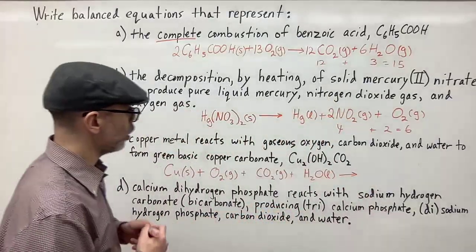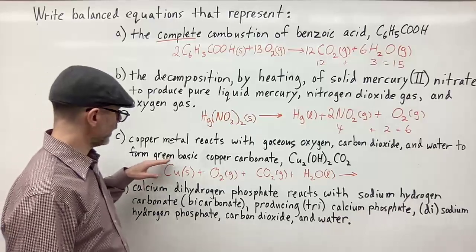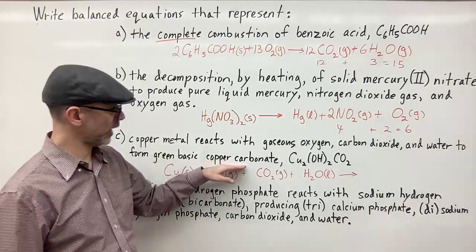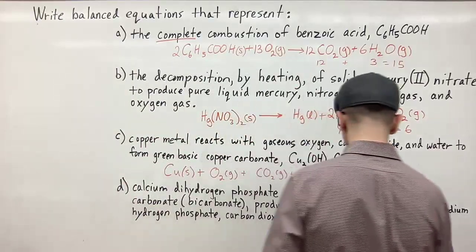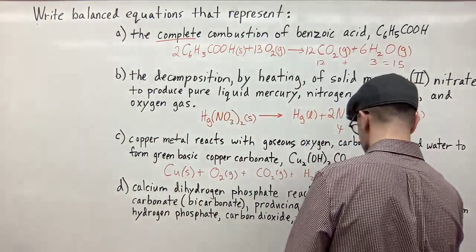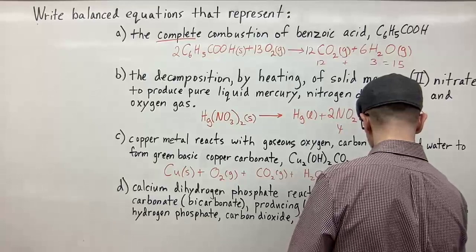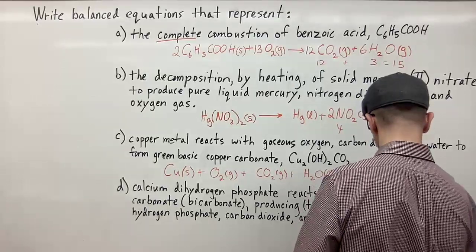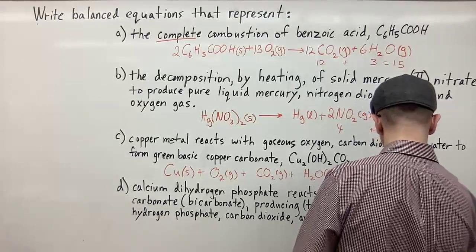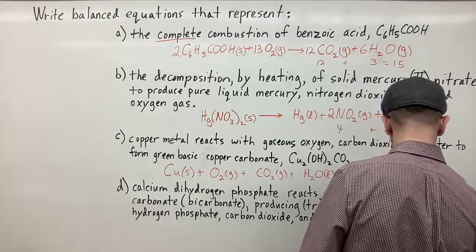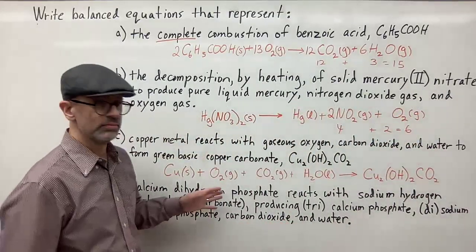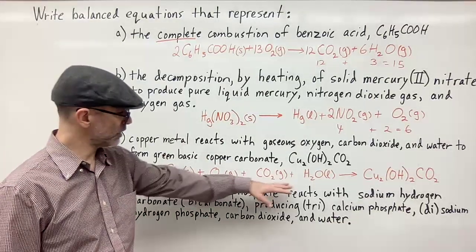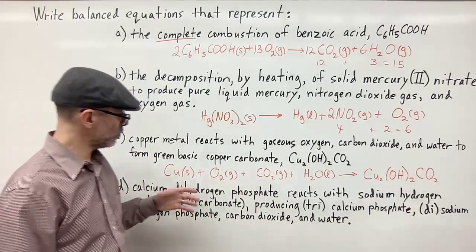And that's going to form what? It's going to form green basic copper carbonate. And so here's our product. This is the only product we have. Cu2(OH)2CO3. So now that we have our skeletal structure, now we just balance the equation.